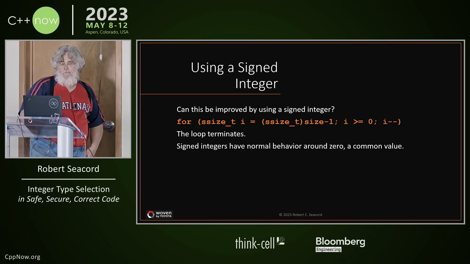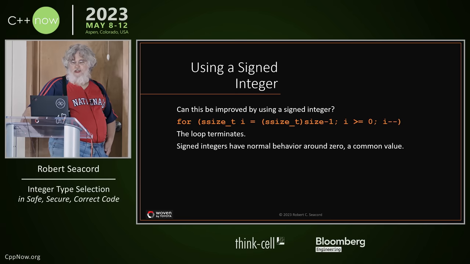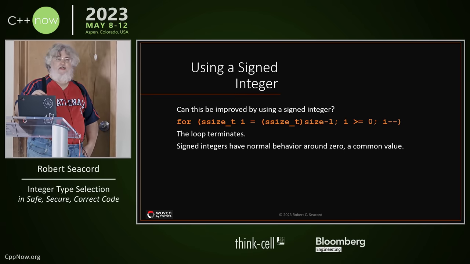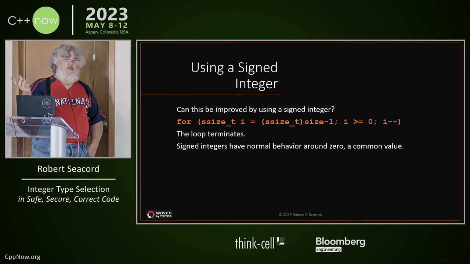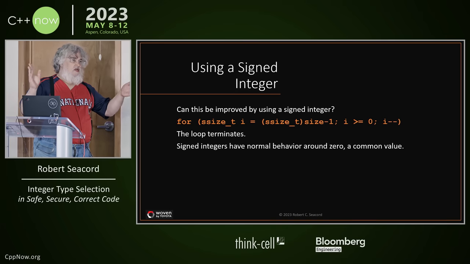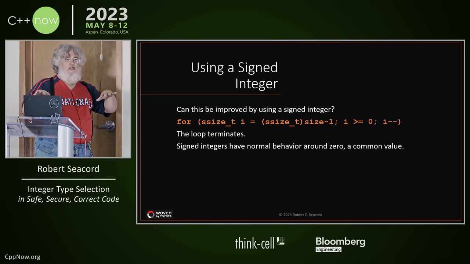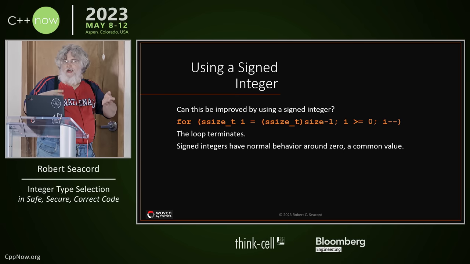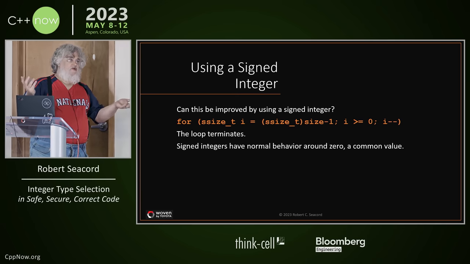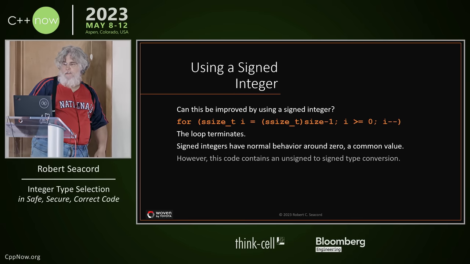Now, the thing that signed integer proponents would say is signed integers have nice normal behavior around 0, right? So I can have an index that turns into a 0, turns into a negative number, and nothing bad happens, right? Signed integers have that range. All that behavior around 0 is very well defined, and 0 is a common number, right? So it's common to have integer values on either side of 0.